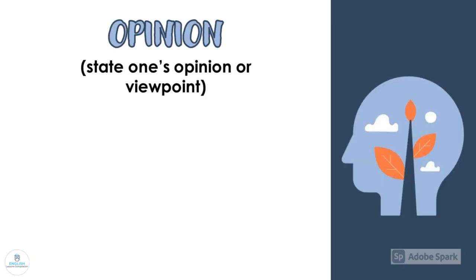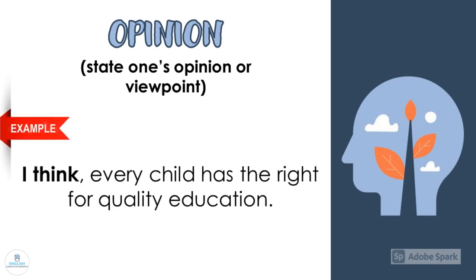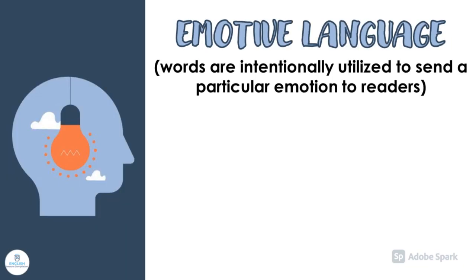Next is opinion. This is what the author uses when he states his opinion or viewpoint. Example: I think every child has the right for quality education.